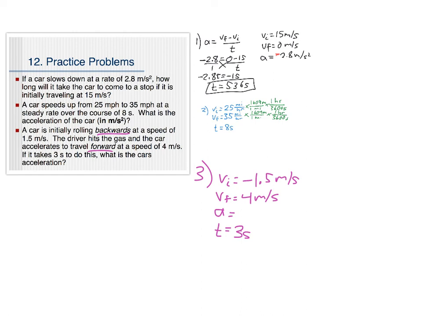Okay. And so I can go ahead and set up my equation now. Acceleration is Vf minus Vi over t. All right. And so it's going to end up being acceleration is 4 minus negative 1.5, which really means we add, over 3 seconds. And so I end up getting an acceleration here of 1.83 meters per second squared.